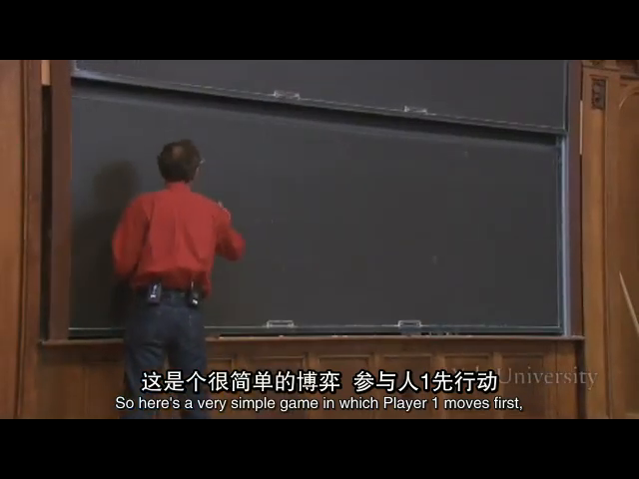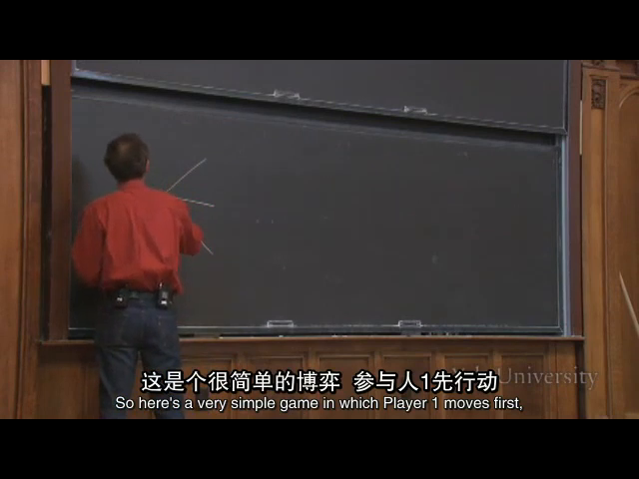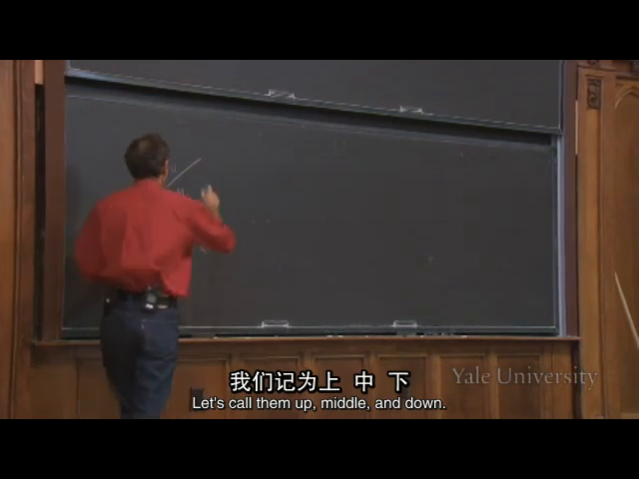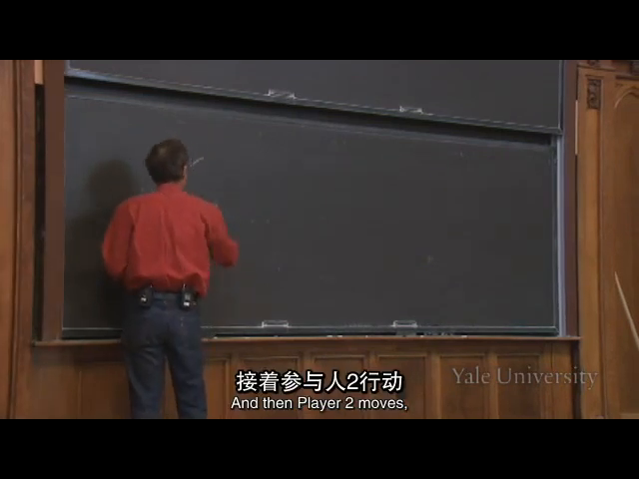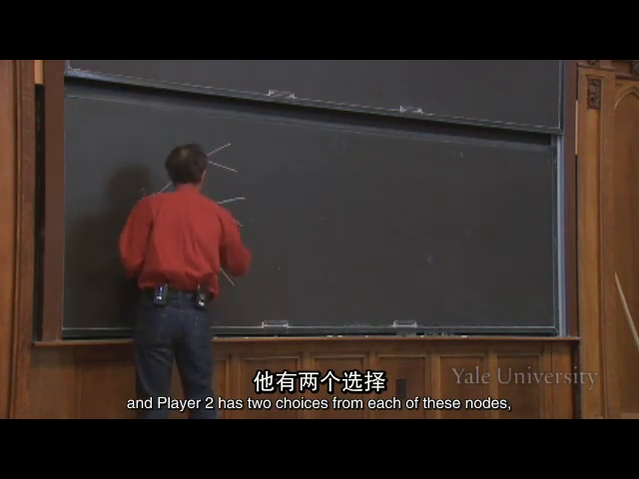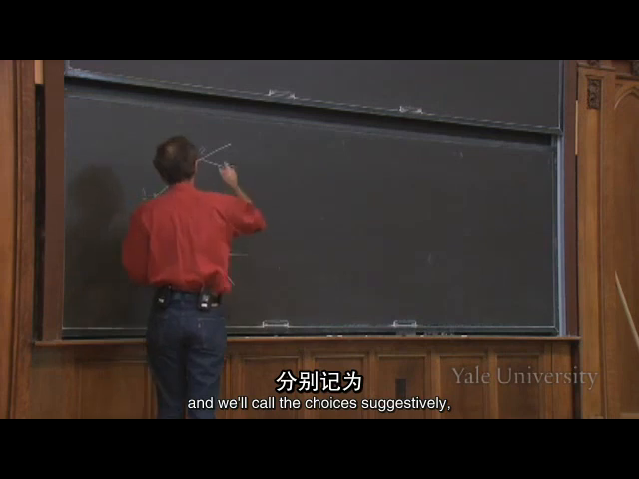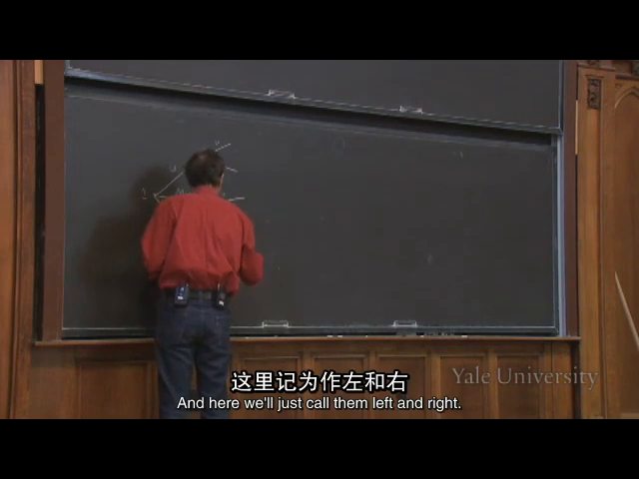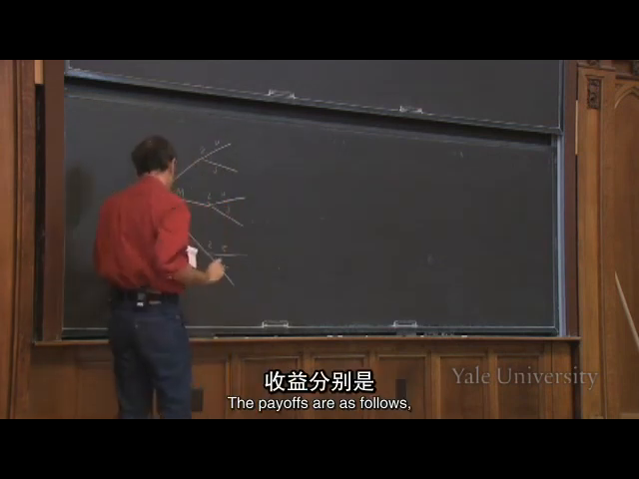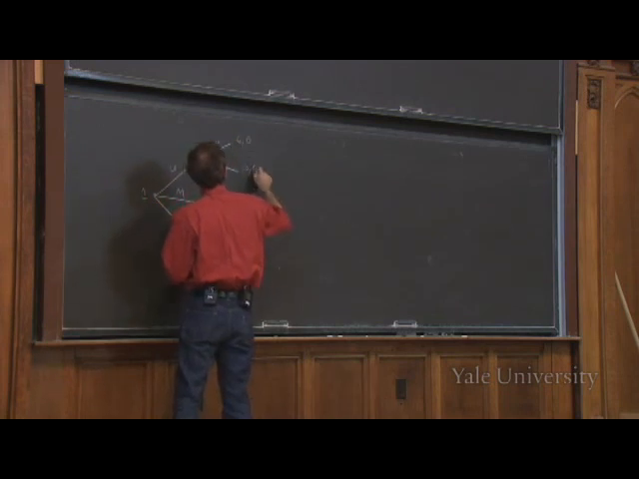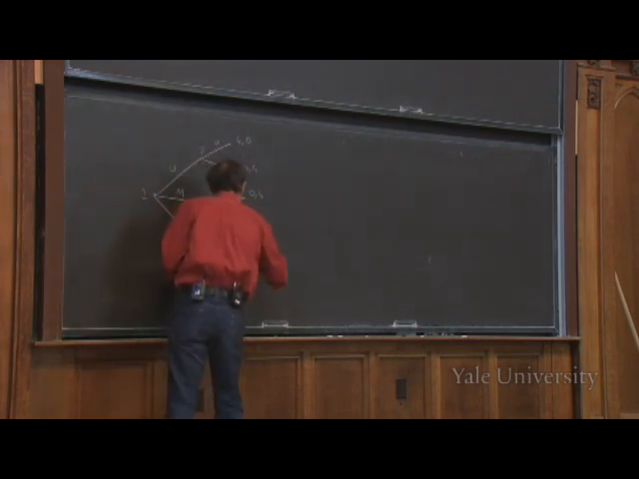So here's a very simple game in which player 1 moves first and has 3 choices. Let's call them up, middle, and down. And then player 2 moves, and player 2 has 2 choices from each of these nodes, and we'll call the choices suggestively up and down, and here we'll just call them left and right. All right, and the payoffs are as follows: 4, 0, 0, 4, 0, 4, 4, 0, 1, 2, 0, 0.